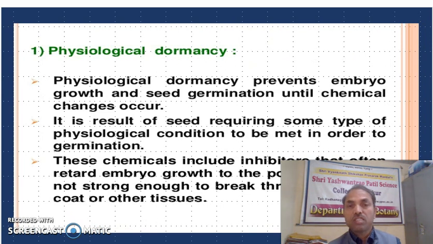Physiological dormancy prevents embryo growth and seed germination until chemical changes occur. It is a result of the seed requiring some type of physiological conditions to be met in order to germinate. These chemicals include inhibitors that often retard embryo growth to the point where it is not strong enough to break through the seed coat or other tissues.